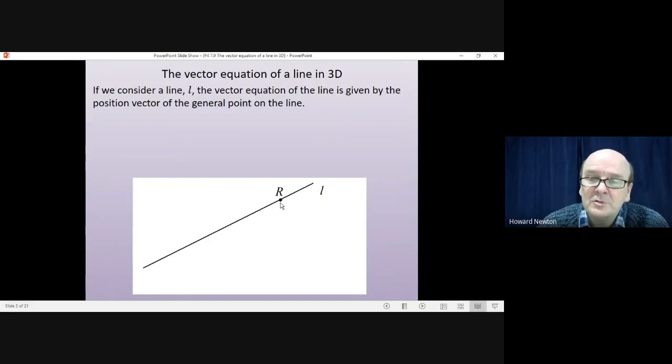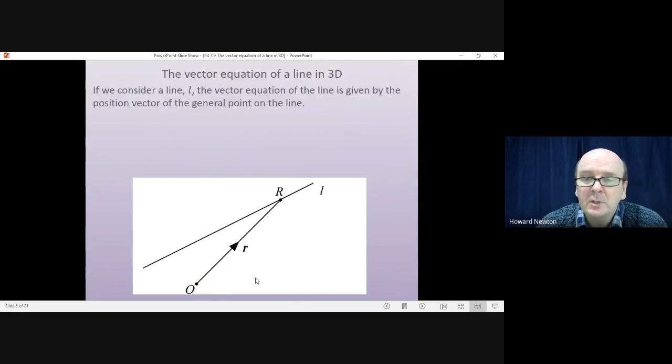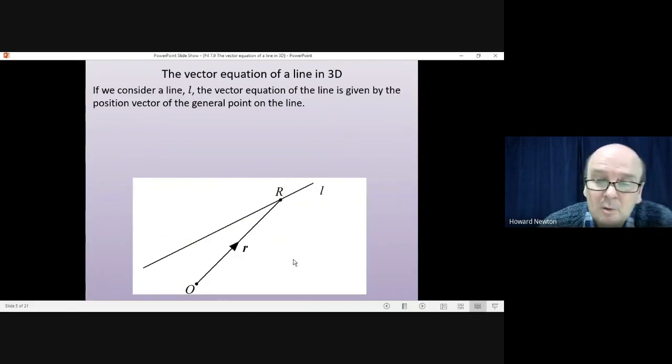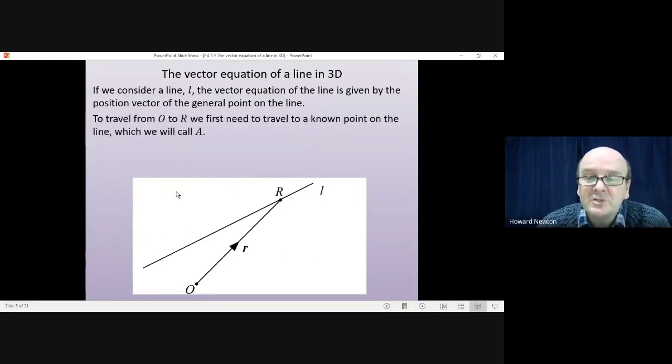We'll call the general point on the line R, the origin we'll call O as normal, and what we want is to know how to get from O to R. To find R, which would be the position vector of the general point on the line, well, to do that, we need to get to the line. So we need, first of all, to travel to a known point on the line, a point where we know its coordinates, we know its position vector, and we'll call that point A.